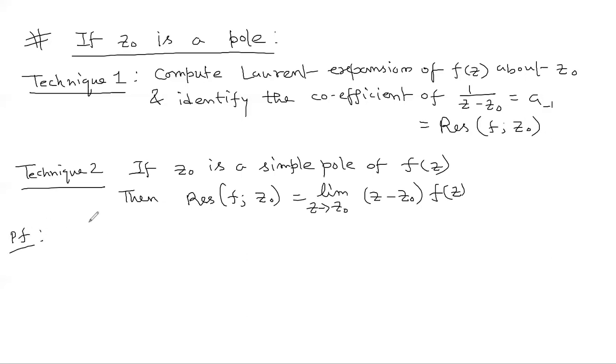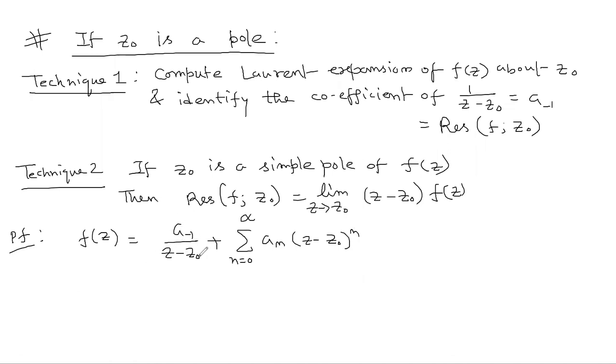So as we have already seen, if z0 is a simple pole, that means a pole of order 1, then in the Laurent series expansion of f(z), there is only one term present in the principal part. That means we can write f(z) as a_{-1}/(z - z0) plus the analytic part. So here we need to determine a_{-1}.